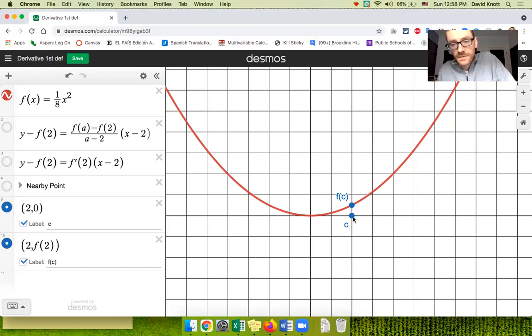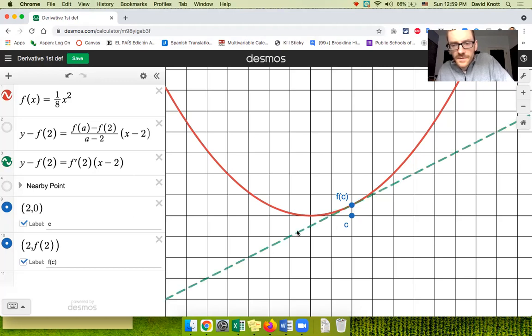The value of f is what we call f of c. And here's my objective. I would like to know the slope of the tangent line going through this point. Okay, so just very quickly, what does that mean?